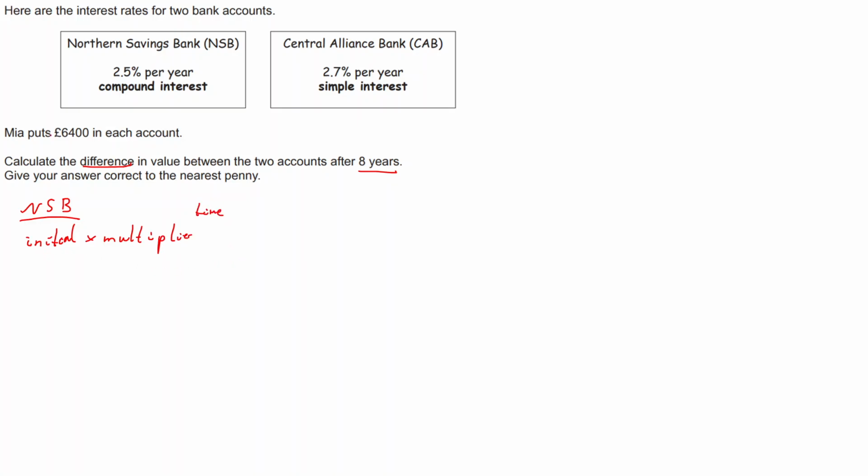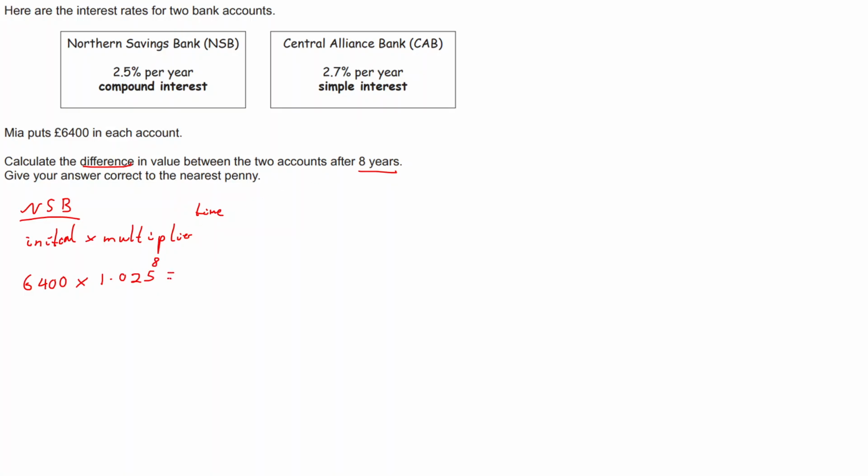Well, your initial amount, they're investing £6,400. Your multiplier, you're increasing it by 2.5%. Well, again, it's going to be timesing by 1.something. 2.5% as a decimal is 0.025. So it's going to be times by 1.025. If that bit is confusing you, go back a few videos where we look at percentage increase using multipliers. Add it onto the 1 because you're increasing it. And the time is after 8 years, so to the power of 8.